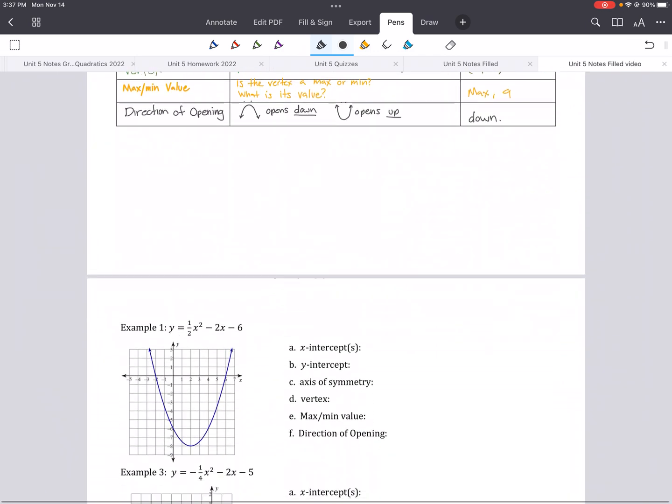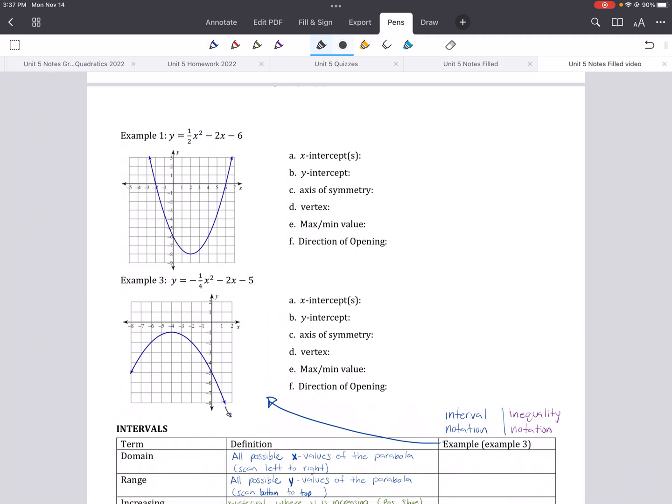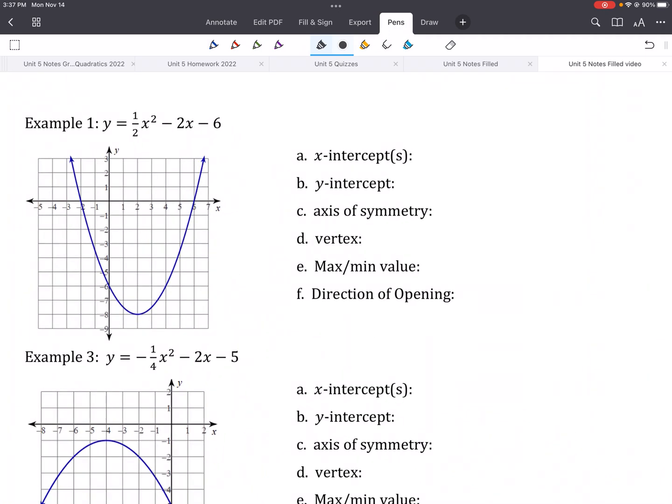All right, so there are some other key features. Well, I guess maybe we could do an example real quick. Maybe that would be good. Okay, so let's look at this example.